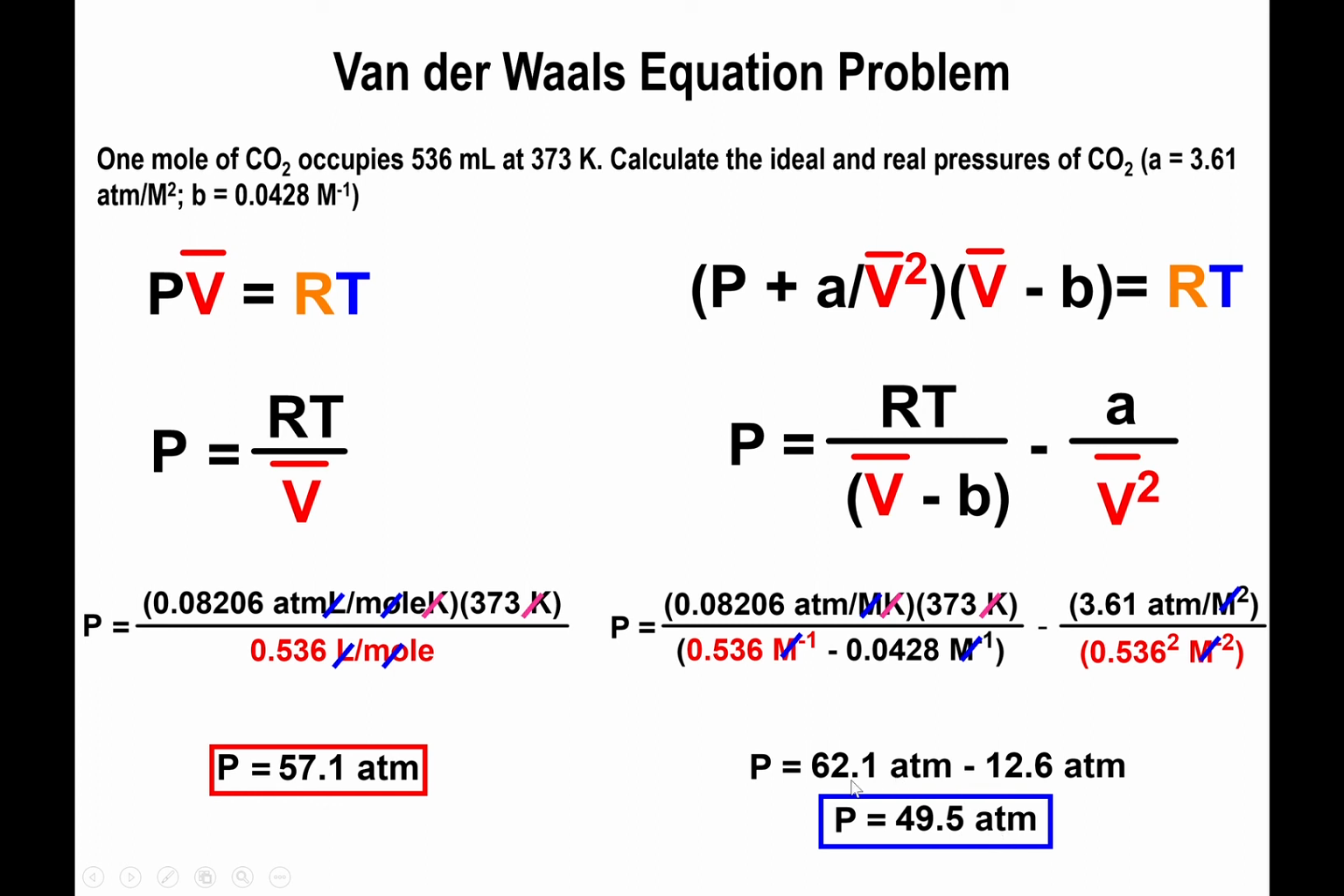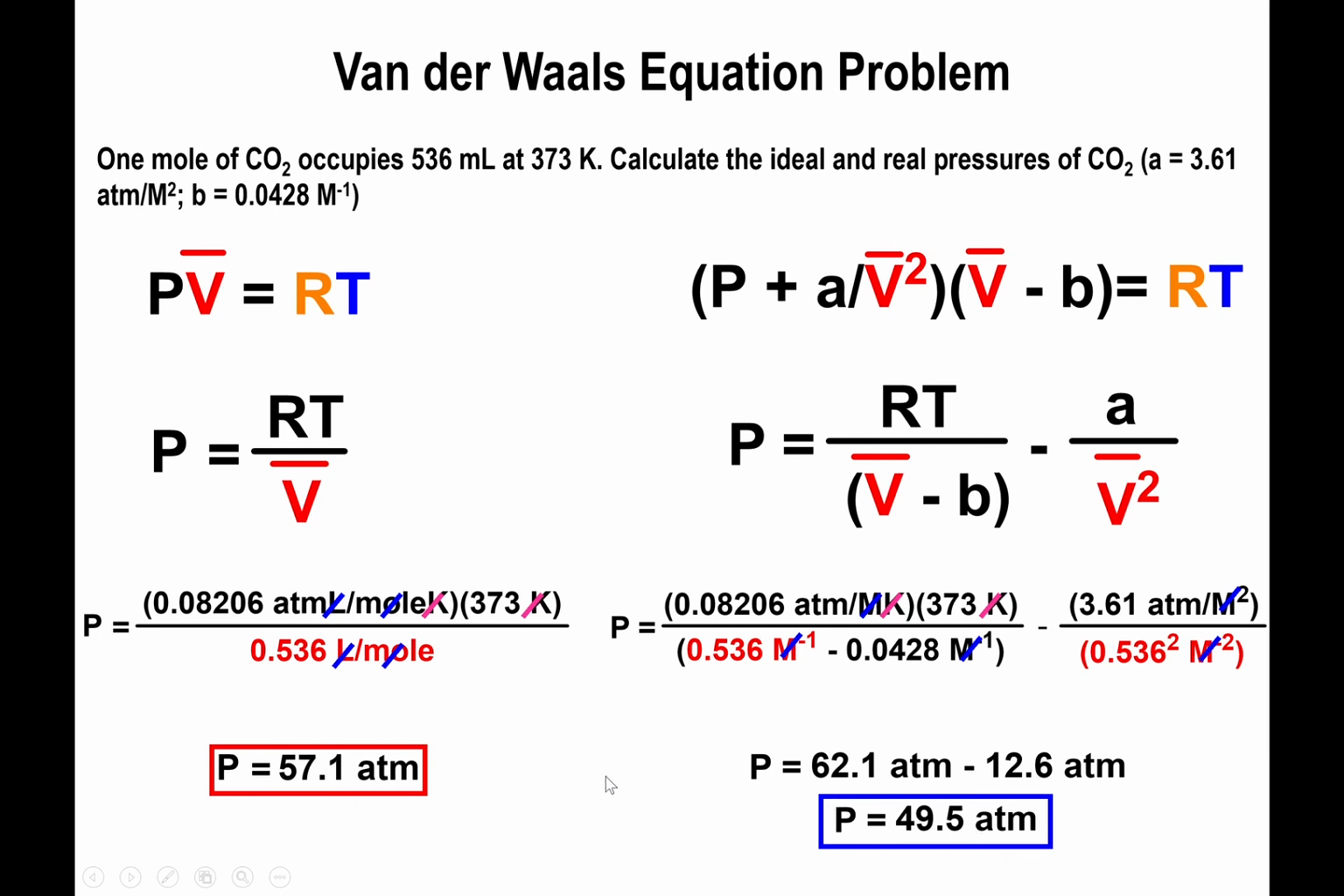And notice that the real pressure is lower than the ideal pressure because the gases are attracting each other, keeping themselves from expanding all the way outwardly to give you excess pressure. So the real pressure is actually a little bit lower than what you would expect it to be.